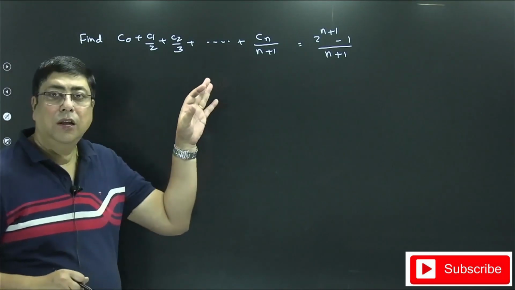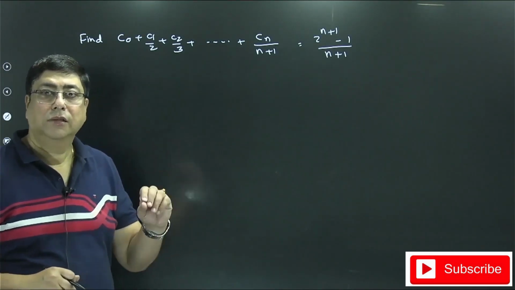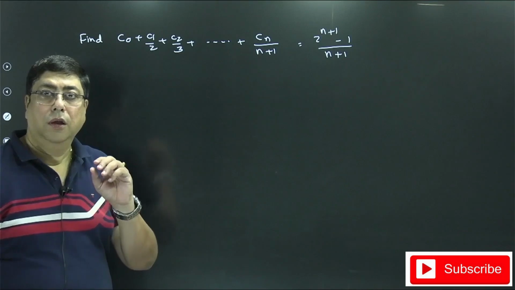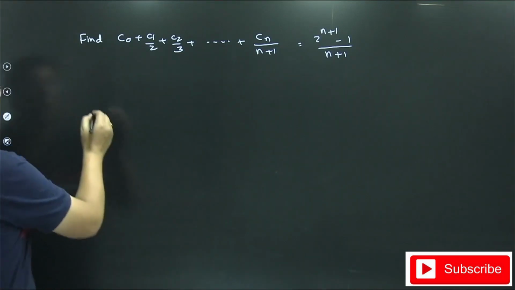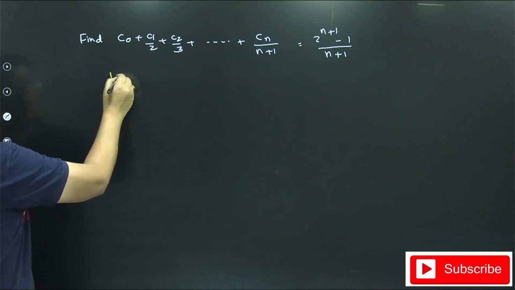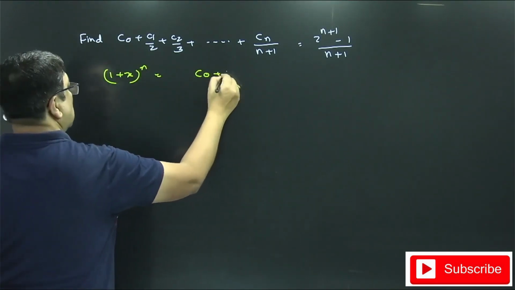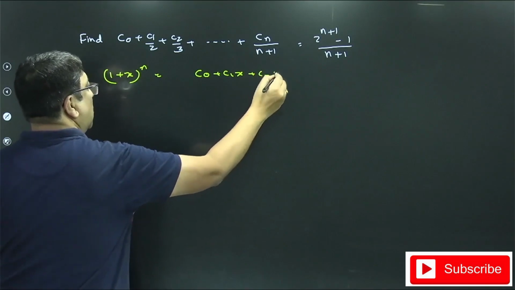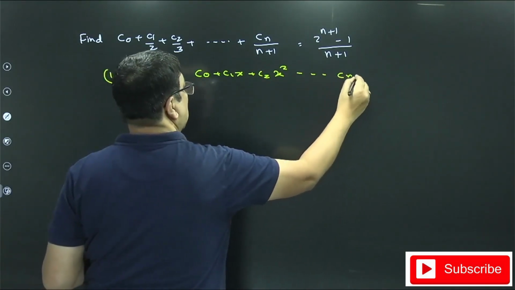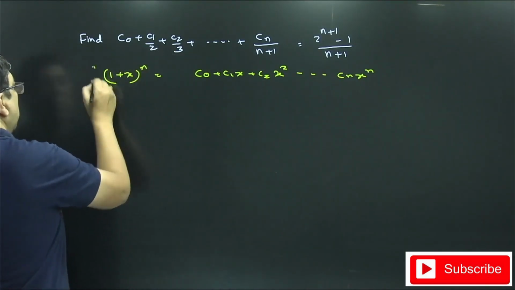In this case, it is in the denominator, so let us integrate. The starting point is (1 plus x) whole to the power n, which gives c0 plus c1x plus c2x square, and so on up to cn x to the power n. Integrate between 0 and 1.